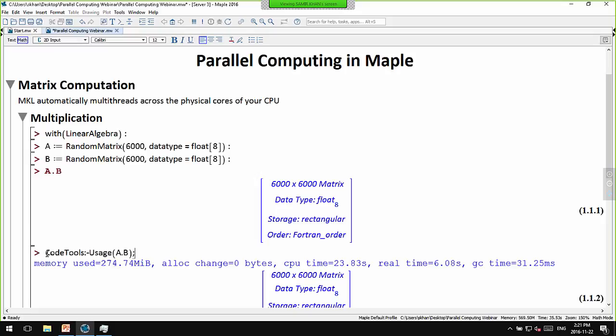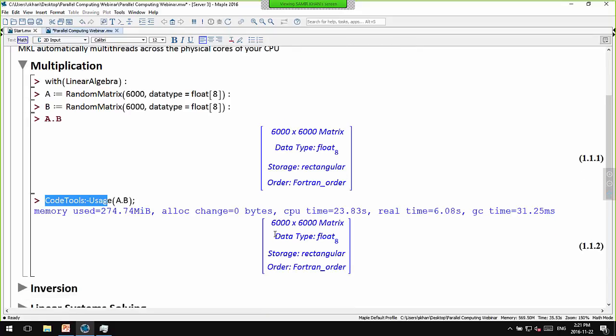Now, if you're trying to benchmark parallel Maple routines on your computer, this command is pretty useful. It's the usage command from the CodeTools package. Specifically, this gives you two time benchmarks. This is the real time, so this is actually how long you have to wait to get a result, and then the CPU time. This is the amount of time each CPU is active. So real time is around 6 seconds. The CPU time across the 4 cores of my computer is around 23 seconds. So you can see Maple distributed all of the calculations across the 4 cores of my computer.